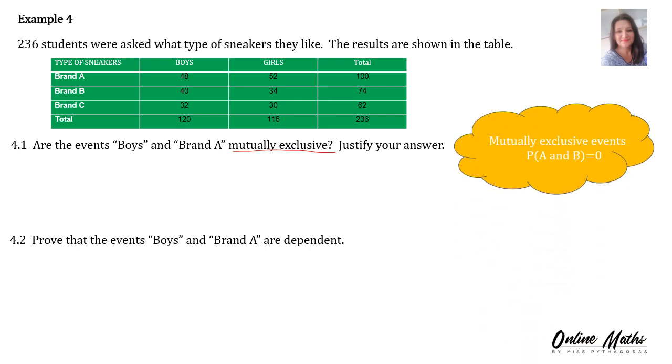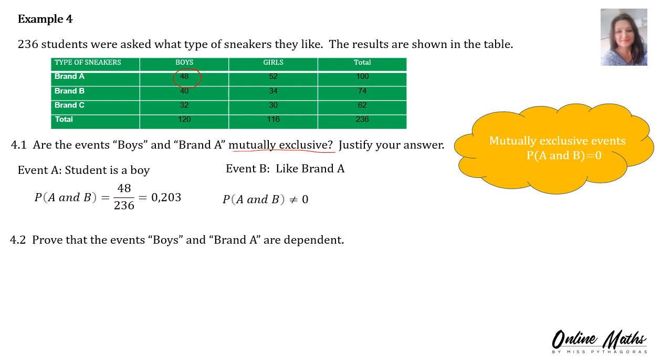Can you remember there's a rule? Mutually exclusive events, probability P, A and B must be 0. Therefore, event A, student is a boy. Event B likes brand A. Therefore, probability A and B is 48. It's this one. 48 over the total, 236 is 0.203. It's not 0. Therefore, probability A and B is not 0. Events A and B are not mutually exclusive.